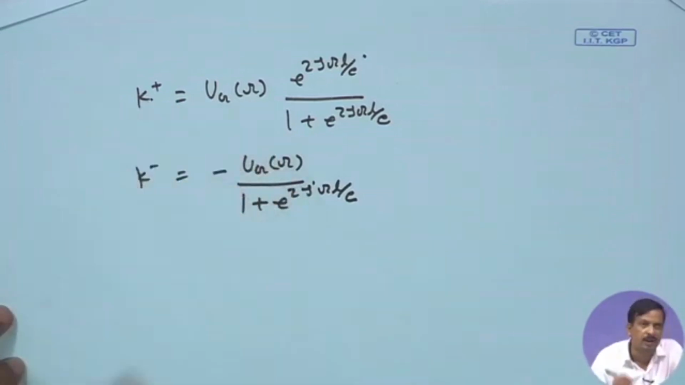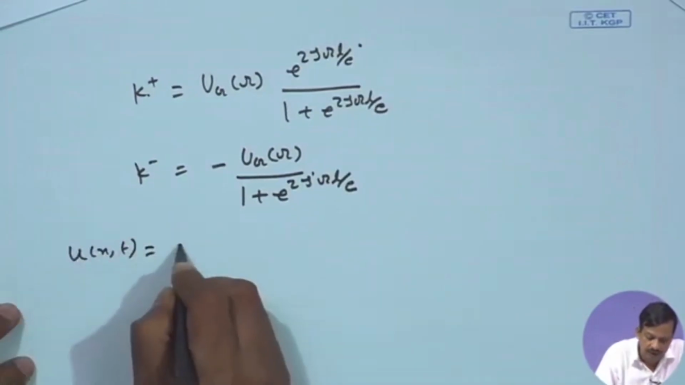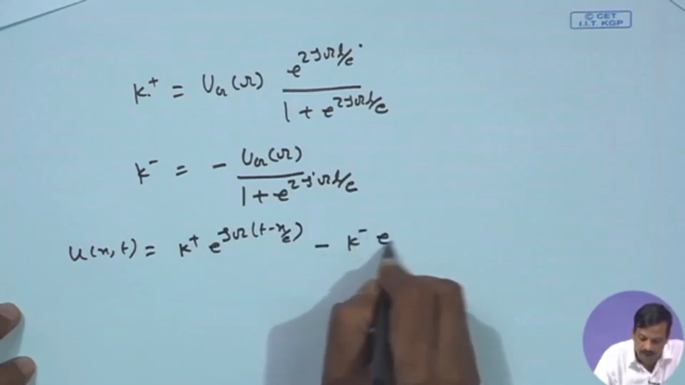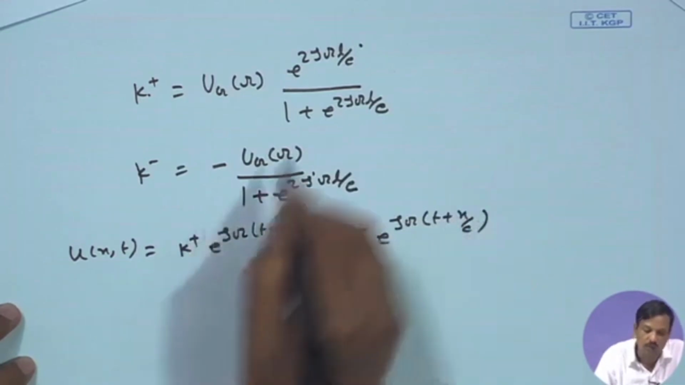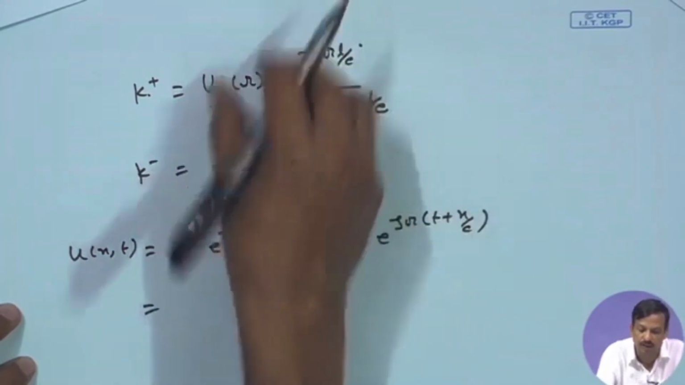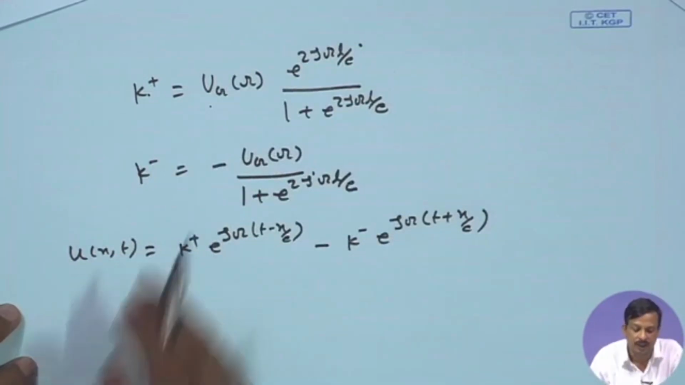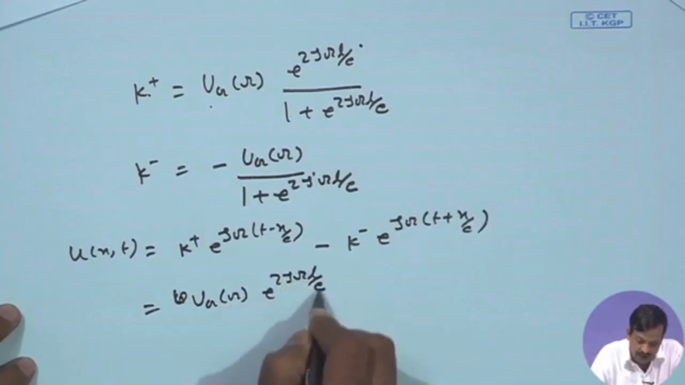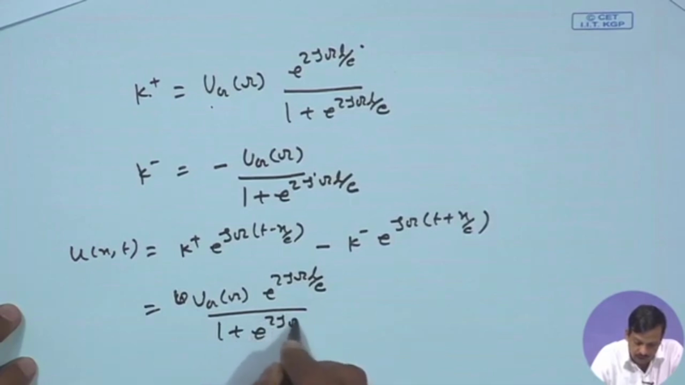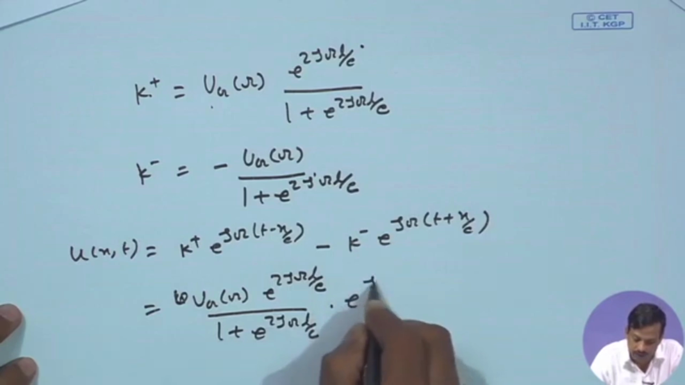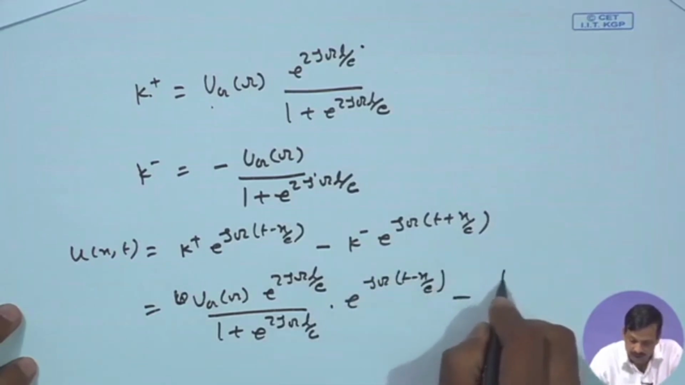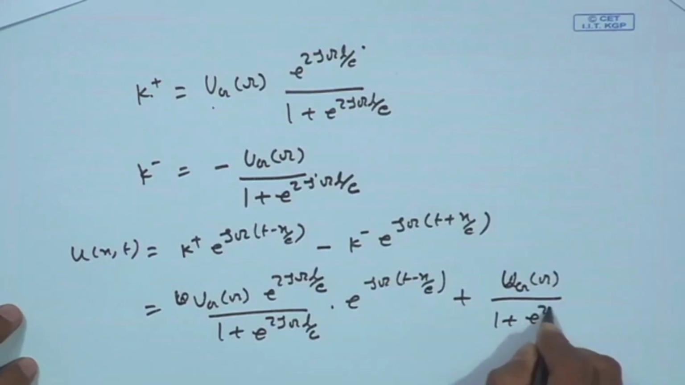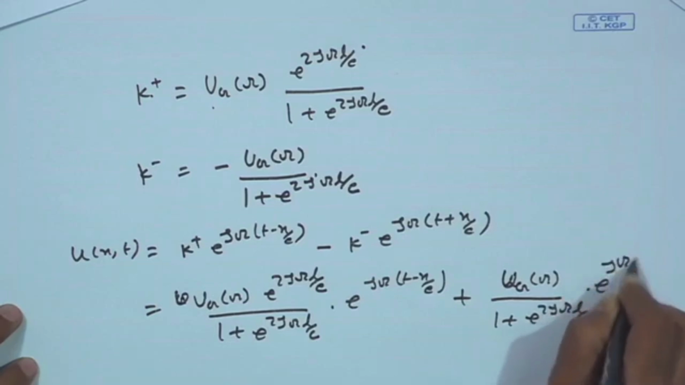Once I know k plus and k minus, then I can write down u x t. u x t is nothing but k plus e to the power j omega (t minus x by c) minus k minus e to the power j omega (t plus x by c). Now, I put the value of k plus, u g omega e to the power 2 j omega L by c divided by 1 plus e to the power 2 j omega L by c, into e to the power j omega (t minus x by c), and the value of k minus here. So, it is minus of minus, which is a plus, u g omega divided by 1 plus e to the power 2 j omega L by c into e to the power j omega (t plus x by c).